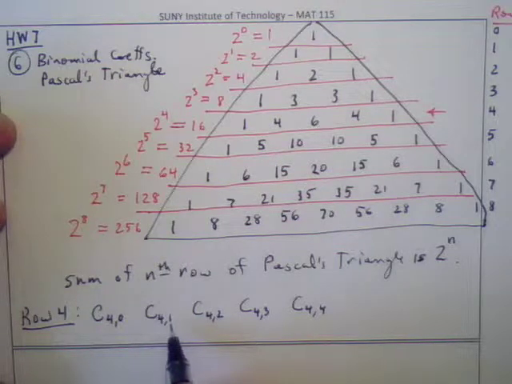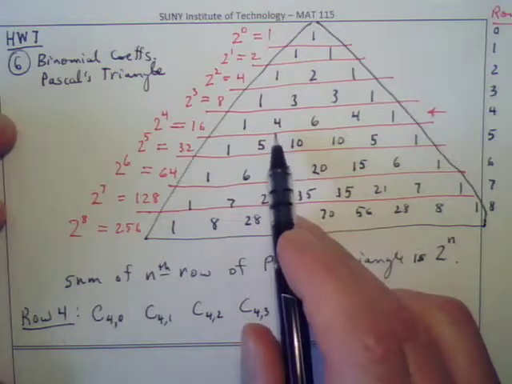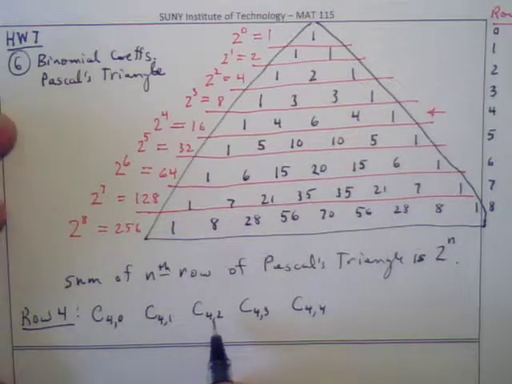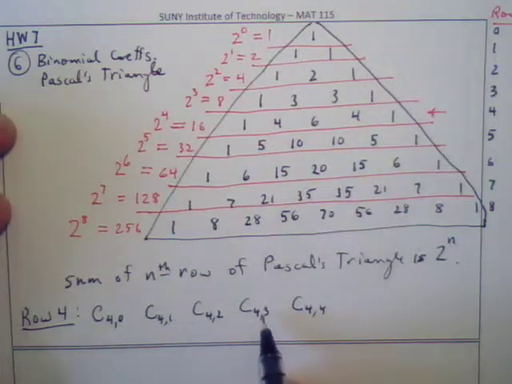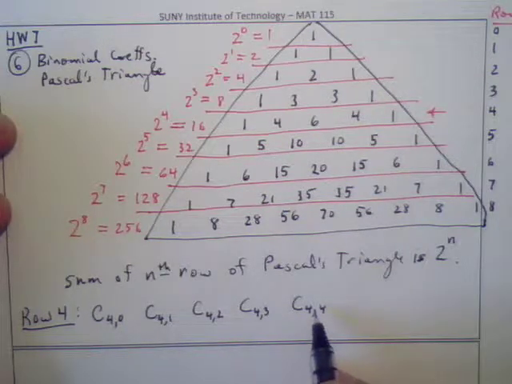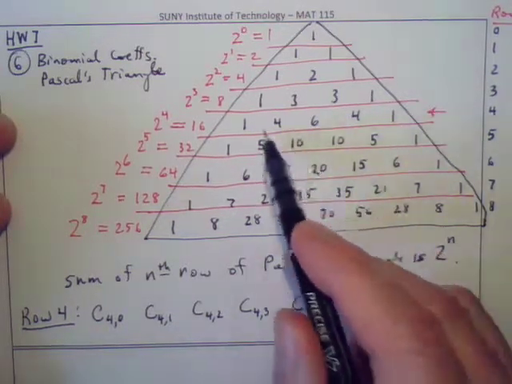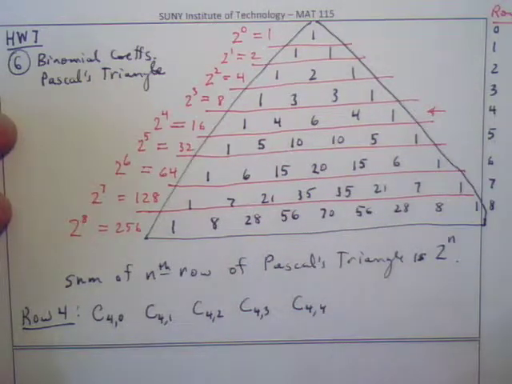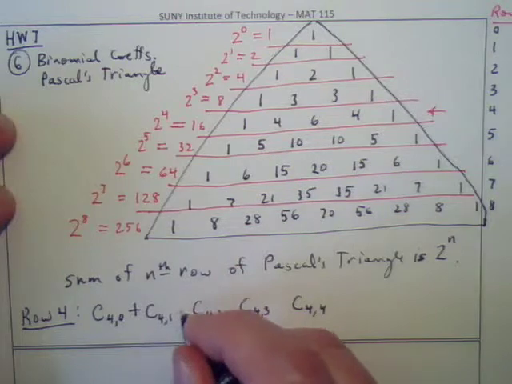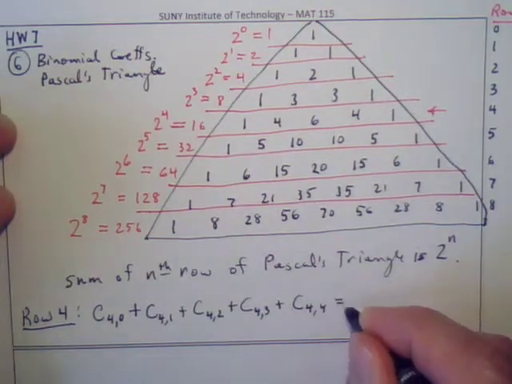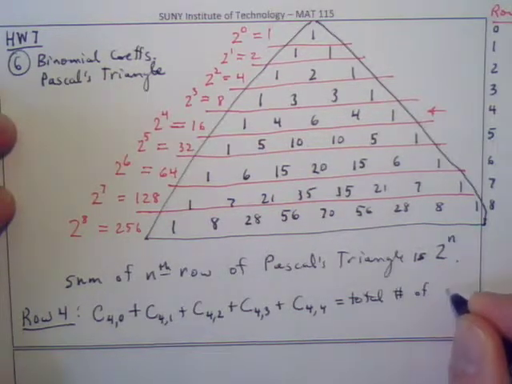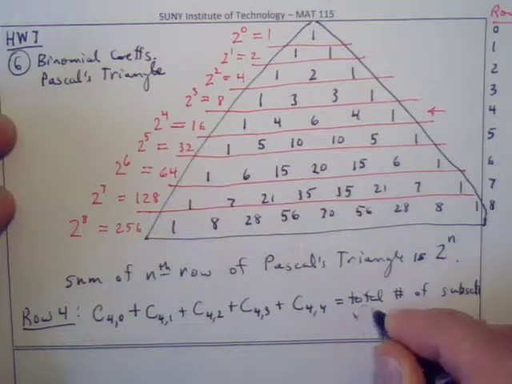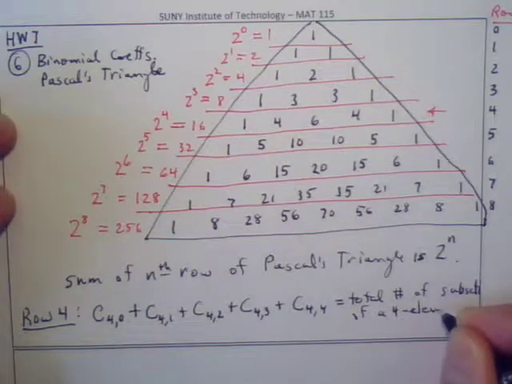C(4,1) is the number of 1 element subsets from a set of 4, and that is 4. C(4,2) is the number of 2 element subsets from a set of 4. C(4,3) is the number of 3 element subsets, and C(4,4) is the number of 4 element subsets. And you can see that those numbers work out correctly if you write it all out. And in fact, if we add these 5 numbers together, we're going to get the total number of subsets of a 4 element set.